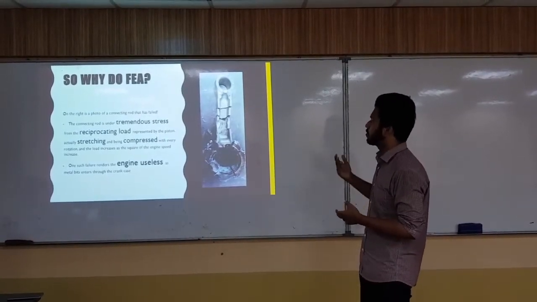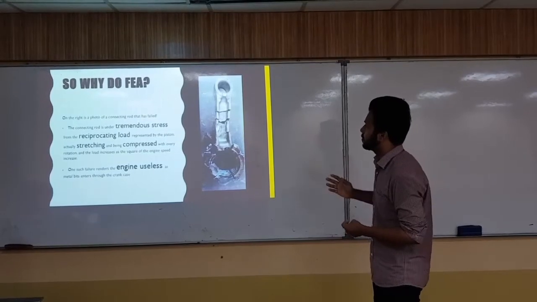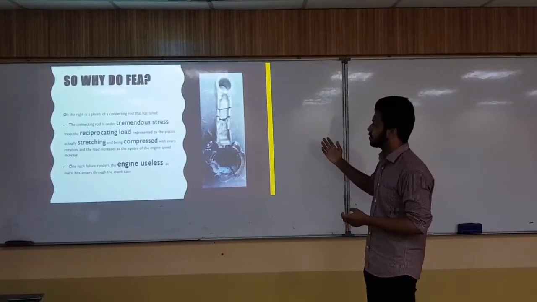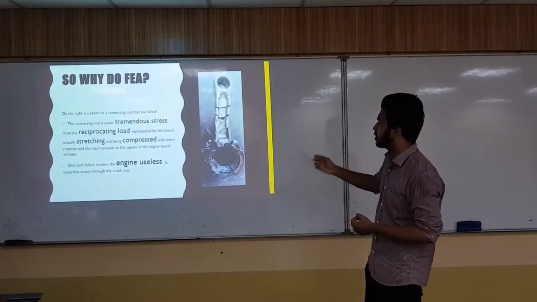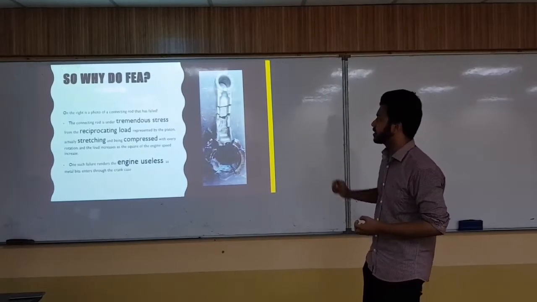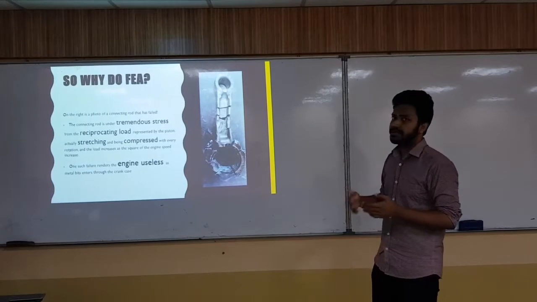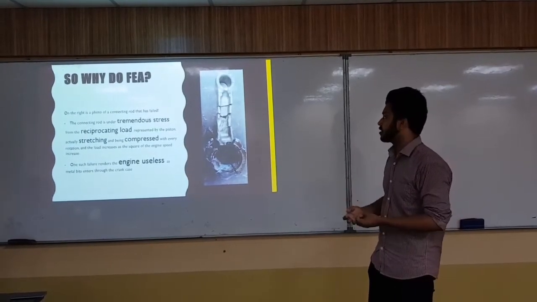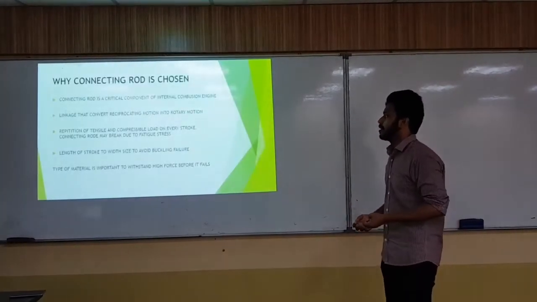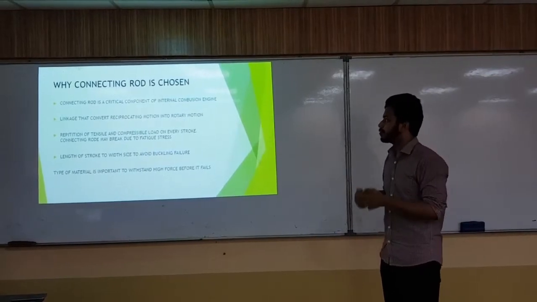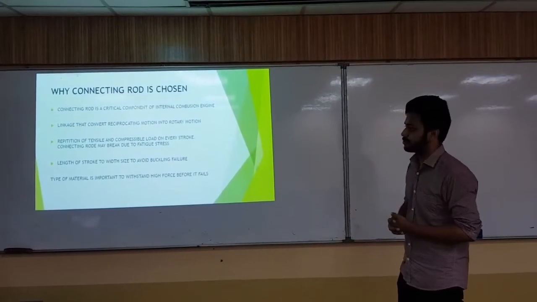And whenever a connecting rod fails, the bigger problem that appears is that bits and pieces can actually fall off. As you can see how it has failed, the pieces are falling off. And these pieces can enter through the crankcase of the engine, and if that happens, the whole engine actually goes down. So next, Emran will talk in more detail as to why the connecting rod is chosen.